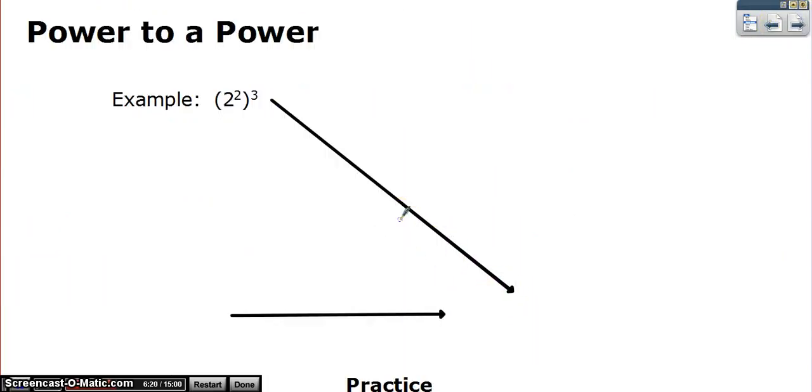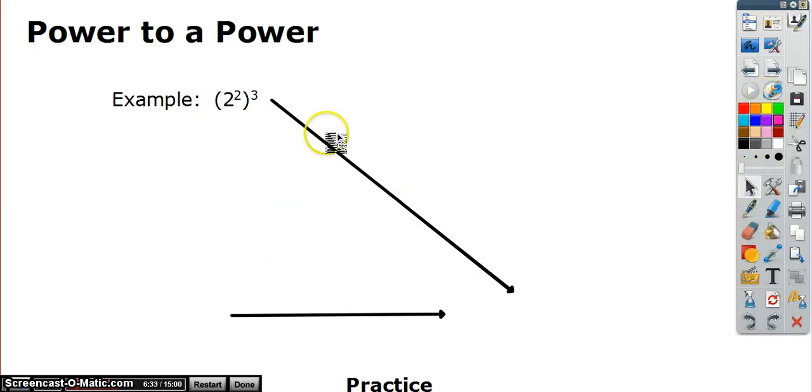All right, next one is called power to a power. It gets its name because you're raising a base to an exponent and then to another exponent. A lot of times you'll see parentheses and exponents on both the inside and outside. We can use expanded form once again to create how this rule works. So first thing I'm going to do is write out 2 squared 3 times. That's the exponent of 3.